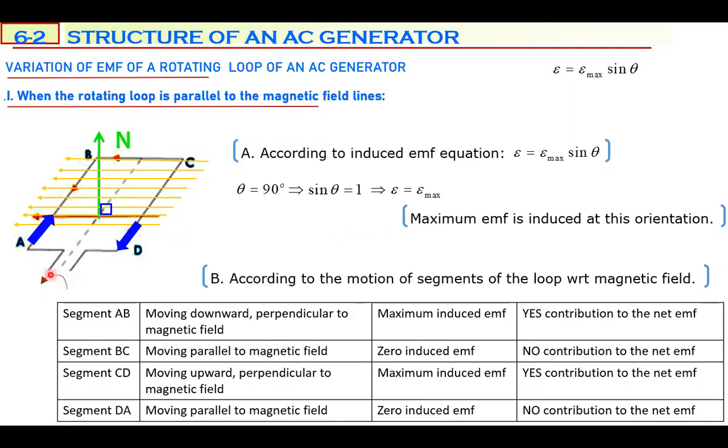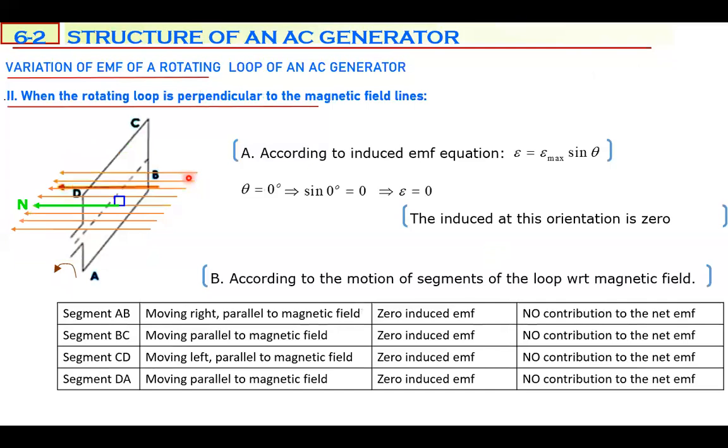As it is rotating counterclockwise, the AB segment is moving down, the CD segment is moving up, perpendicular to this magnetic field. If a wire moves perpendicular to a magnetic field, it induces a maximum EMF. So the AB segment and CD segment induce maximum EMF at this orientation. When the loop is parallel, the CD segment moves up and the AB segment moves down, perpendicular to the magnetic field, and they induce maximum EMF. That's why the induced EMF of the loop becomes maximum.